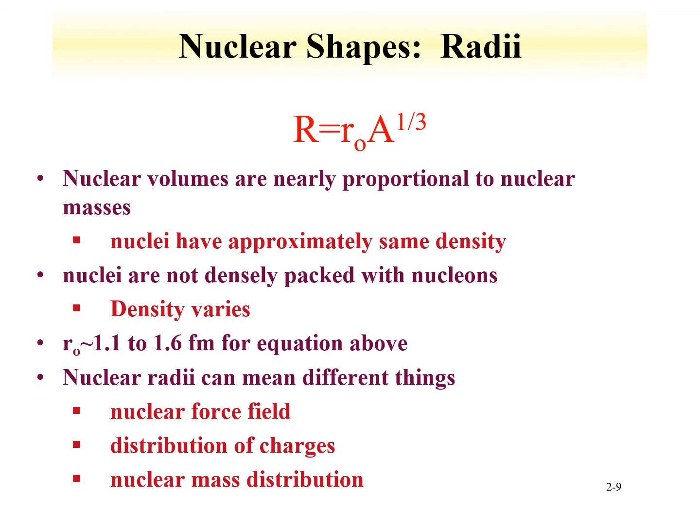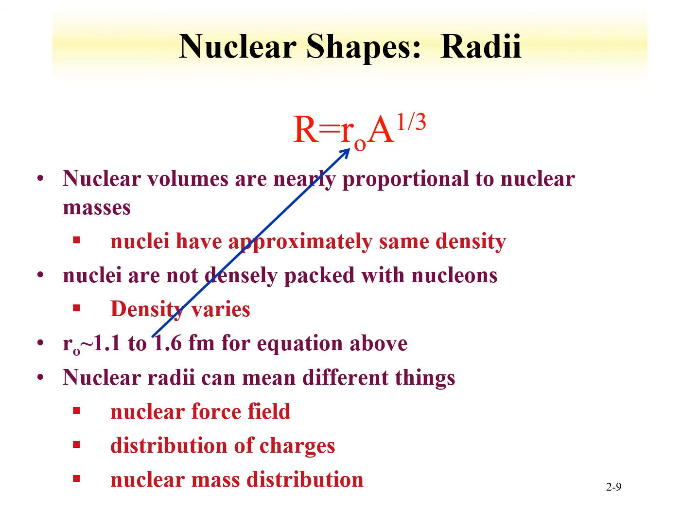Right, let's further our discussion on nuclear shape. We brought this up a little bit earlier when we talked about the non-compressibility of nuclei in the liquid drop model, but there's an equation for nuclear radii that's shown here. And all it is is that you're basically stating that volumes are nearly proportional to the nuclear mass because the nuclei all have about the same density. You're filling up something with more and more nuclei, it's going to expand.